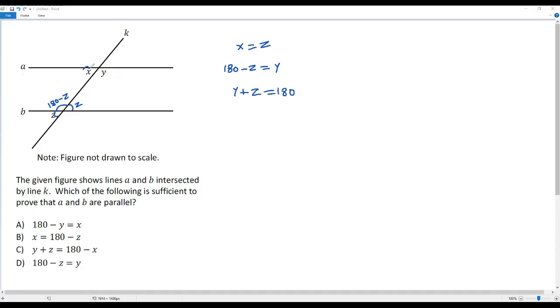So the same thing we can consider for this one and this one. That is, they are consecutive interior angles and they will add up to 180 degrees. That is X plus 180 minus Z equals 180. Okay, here we got four results to prove that two lines A and B are parallel. In the given answer choices, I find this one in answer choice D. So this one is sufficient to prove that two lines A and B are parallel. The correct answer choice for this question is D.